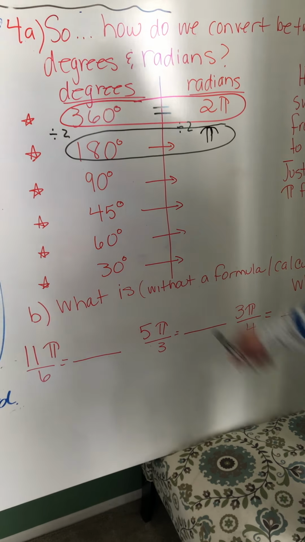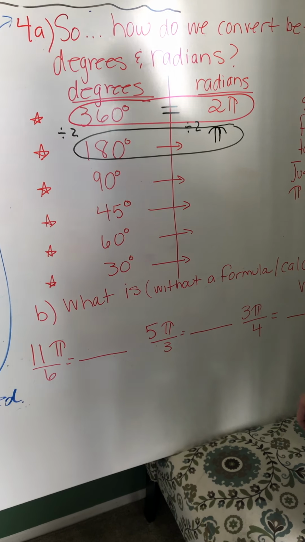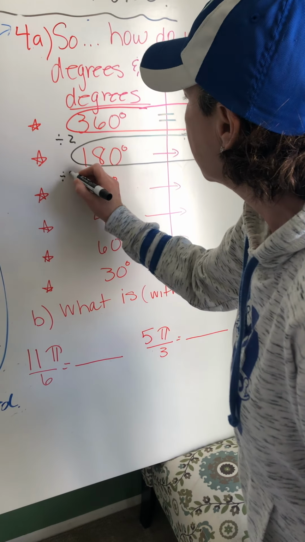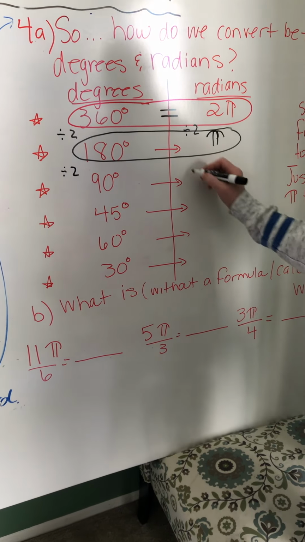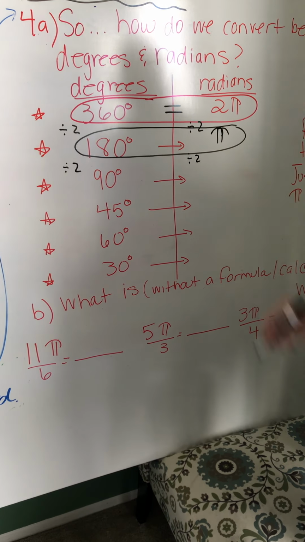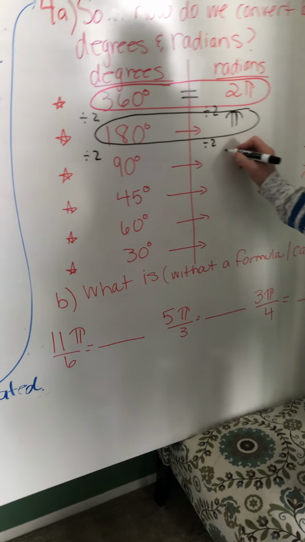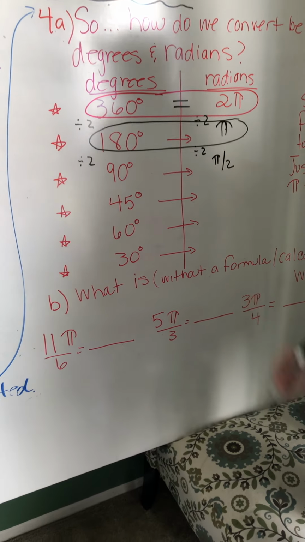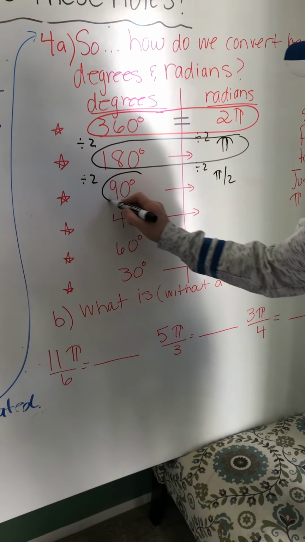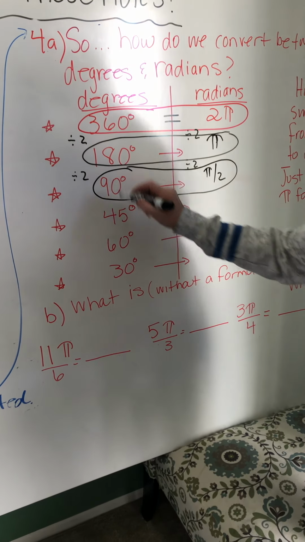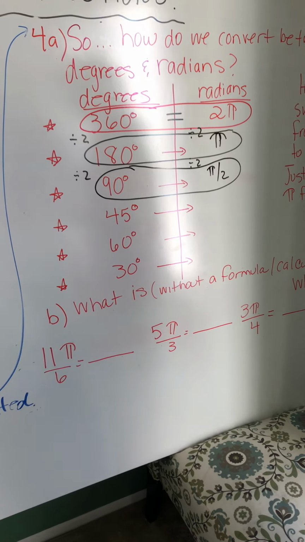Let's keep going. 90 degrees is going to be on our unit circle. Notice I divided 180 by 2. So let's do that to pi. Pi divided by 2 is simply pi over 2. So if someone asks you, what is 90 degrees in radians? We'll tell them that's pi over 2.